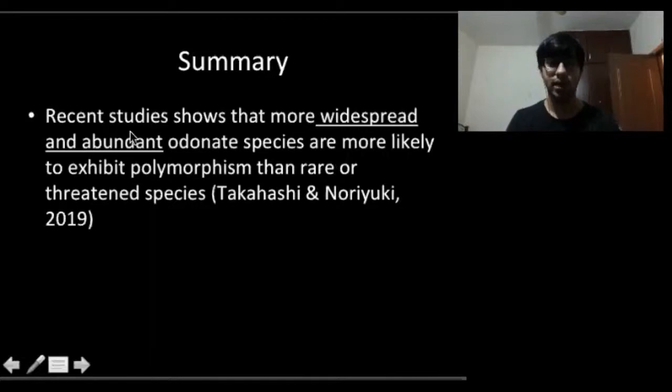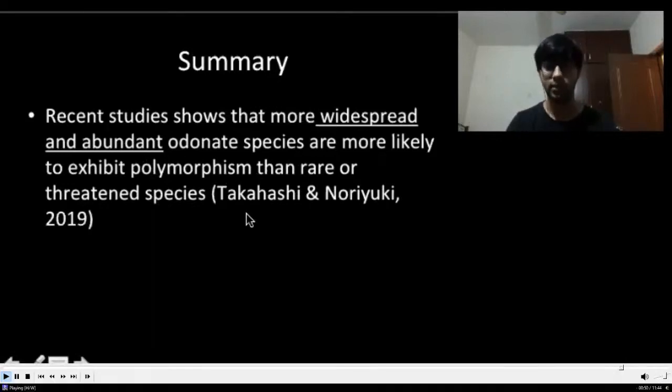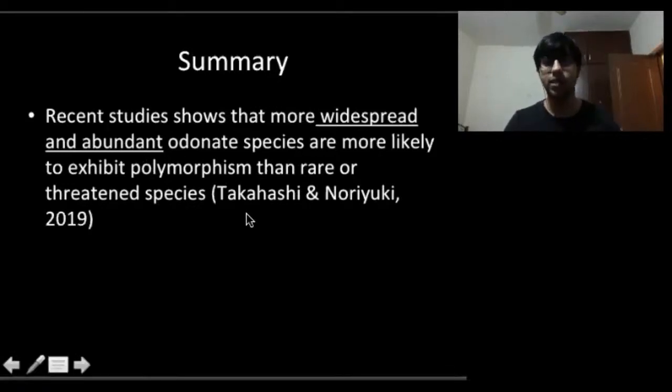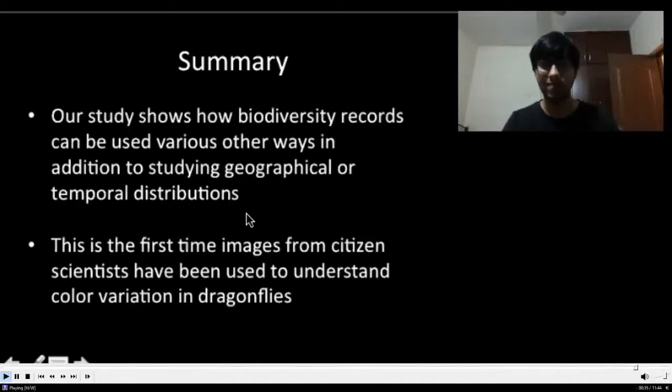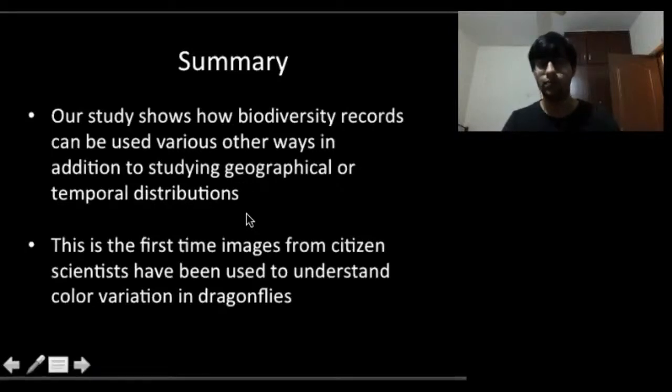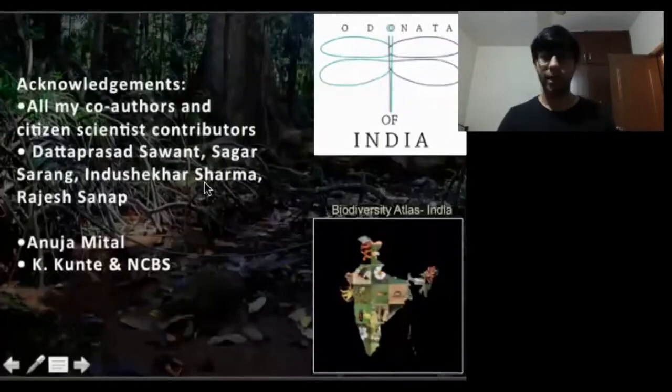So to summarize, it is also important to note that polymorphic species are more widespread and abundant according to a recent study. So us publishing this information on these species being polymorphic also adds important information on this ecological trait. And our study is one of the few to use biodiversity records in this unique way, and it is also one of the first to use images from citizen scientists to actually describe color variation in dragonflies.